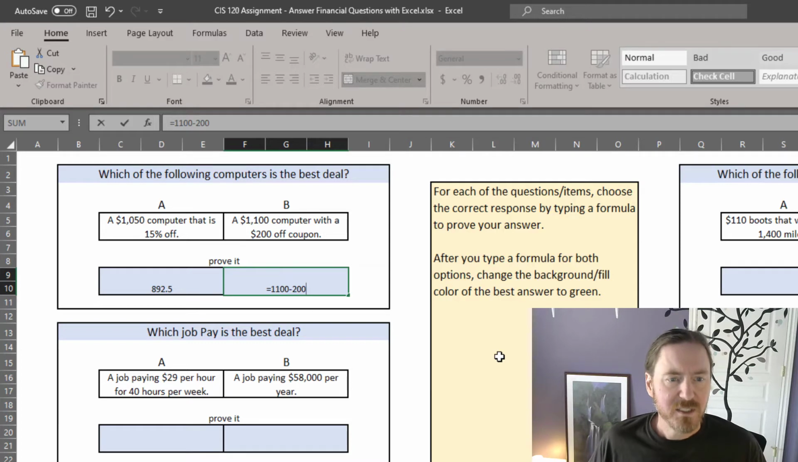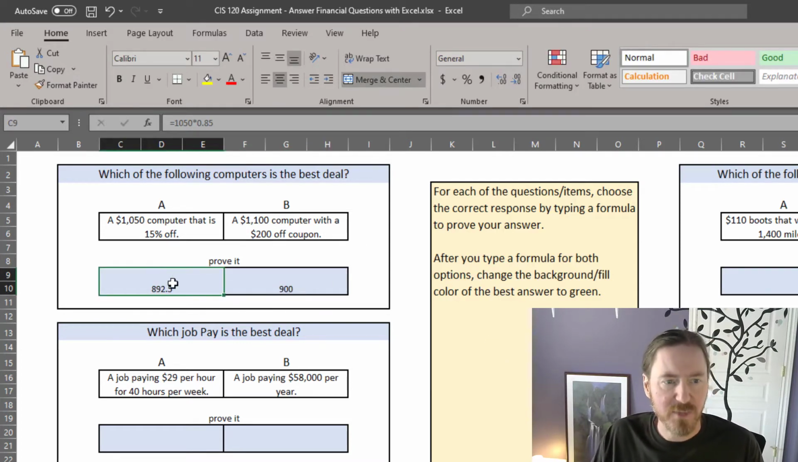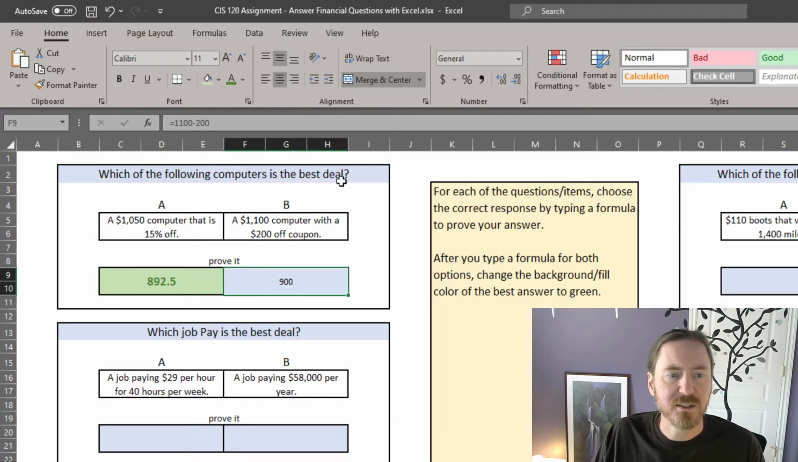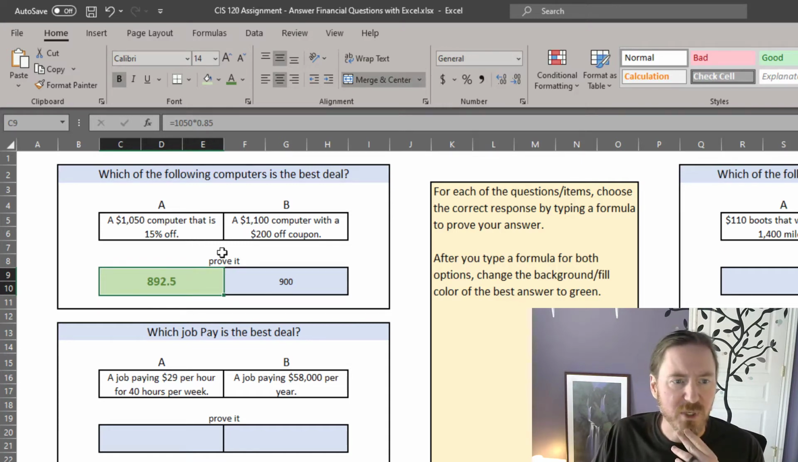Show your work. 1100 minus 200, that computer is $900, so clearly computer A is the better deal, and I will change that to a dark green font, and let's change the fill to a light green, and let's make it bold and a little bit bigger. You know what, I'm going to do a little vertical centering on both of these. I think that looks a little nicer. But at least now it'll be clear. So when I get your worksheet, I'll be able to click on that green cell to see that you put in some math in order to figure out which the better deal was. So computer A is the better deal for us.